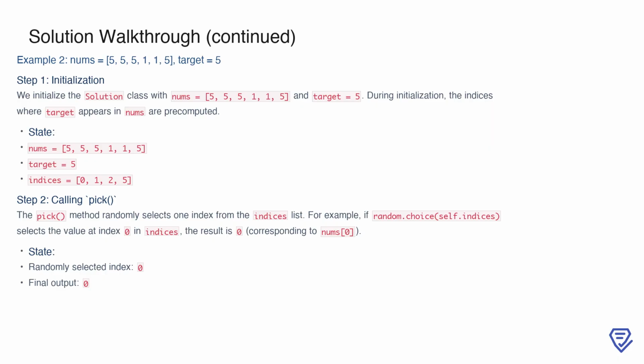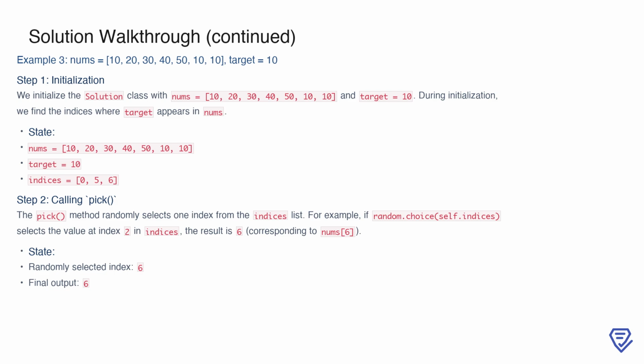For instance, if the random selection returns the value at index 0 in the indices list, the result corresponds to nums[0], which is 5. Hence, the final output in this case would be 0. This process ensures that each occurrence of the target has an equal chance of being selected.